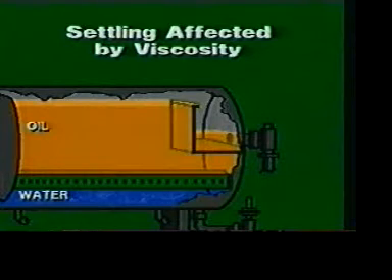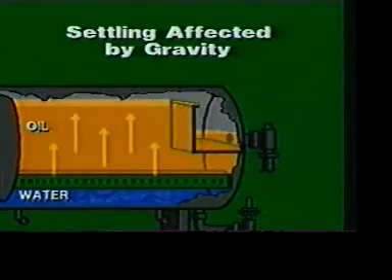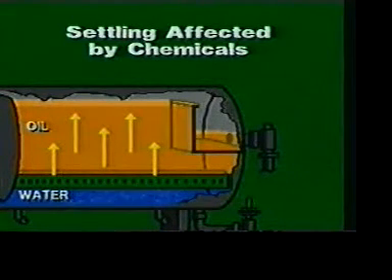Heat reduces oil viscosity and makes it easier for water to settle out. Gravity settling causes the water to separate from the oil. And the injected chemicals help break the emulsifying agents and speed up the settling process.